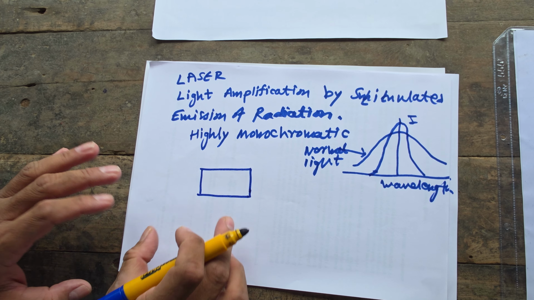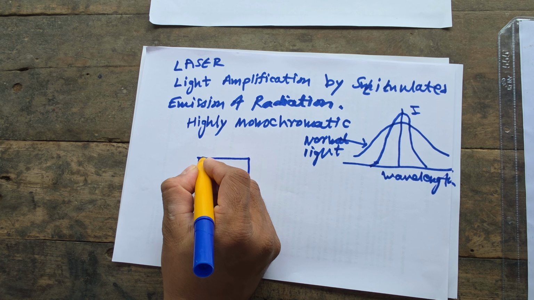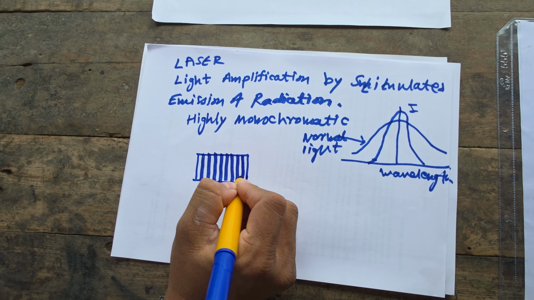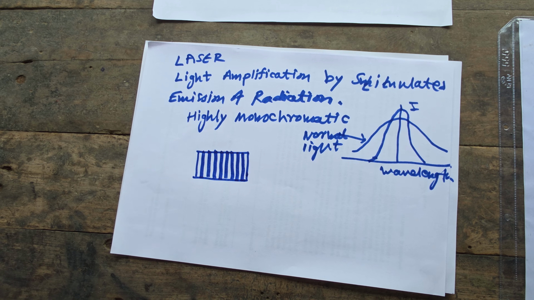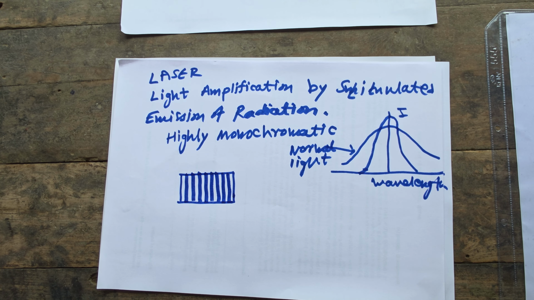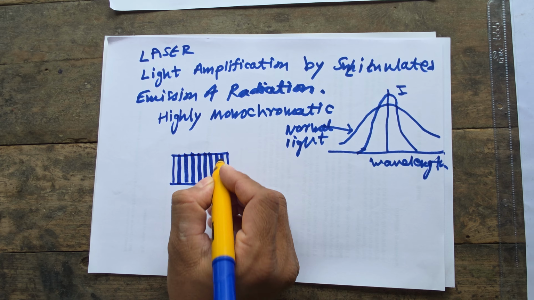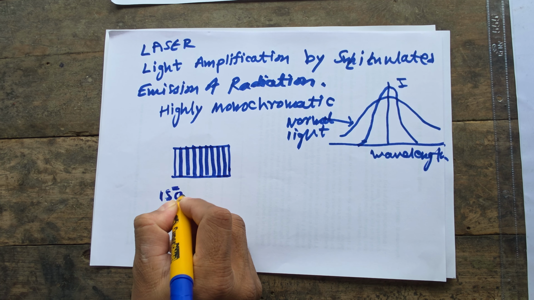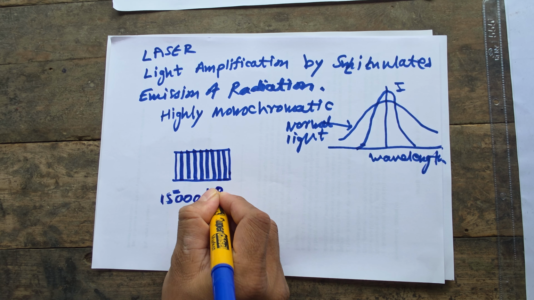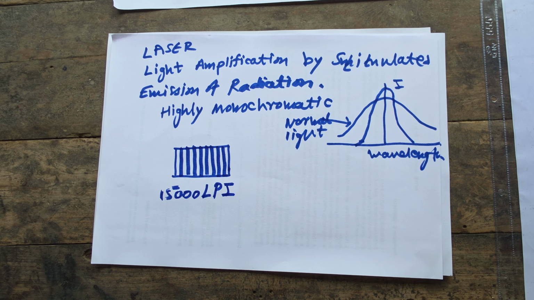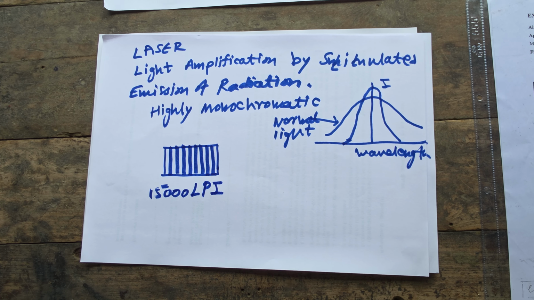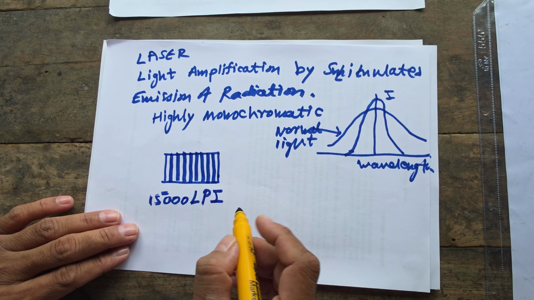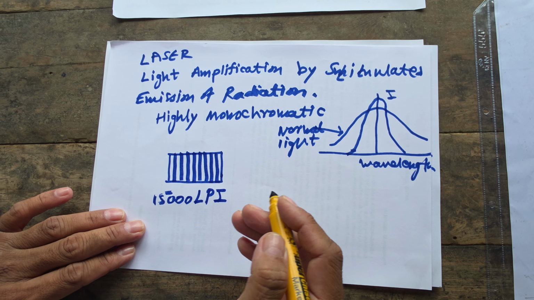A grating is a piece of glass like this, on which straight lines are ruled such that they are parallel and the distance between them is constant. For example, this particular grating has 15,000 lines per inch. LPI means lines per inch. If you want to find the distance between two consecutive lines, we can use this formula, say in terms of centimeter.